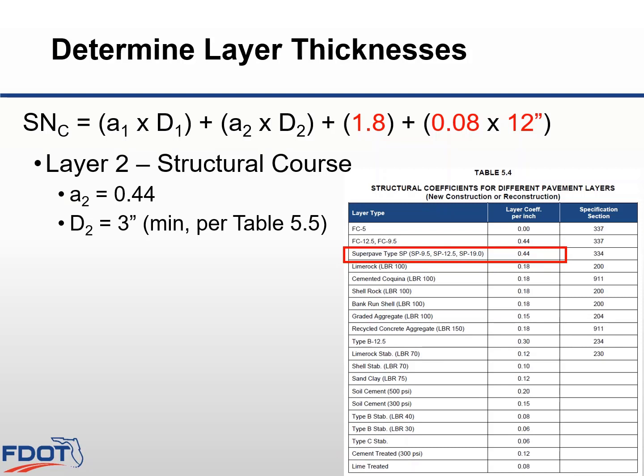So the information we'll need to provide in the plans is the total thickness of structural course. So let's start with the minimum required thickness of superpave, which is 3 inches according to table 5.5, which we just looked at a few minutes ago. So now, we can plug those values into our equation, and we're left with just one layer to figure out.